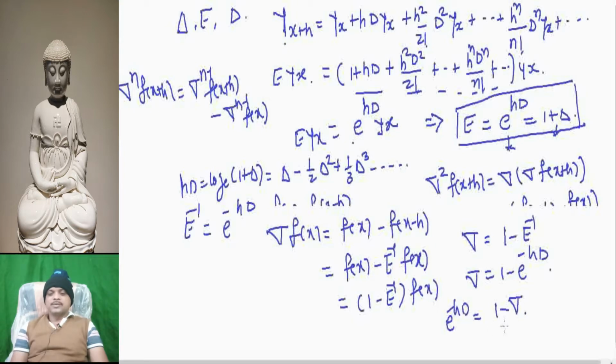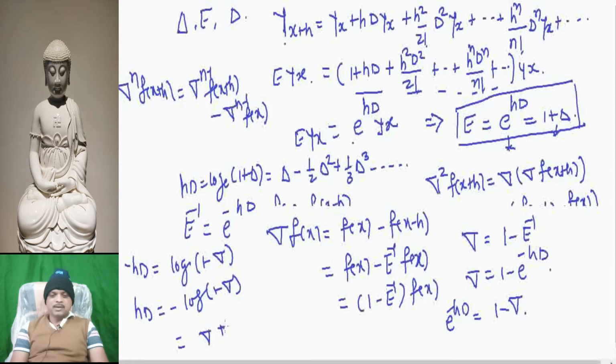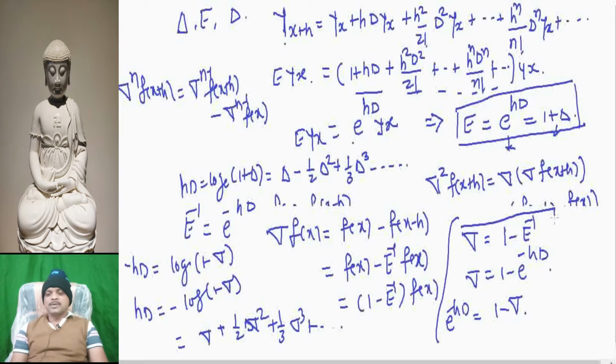And here, if we take the logarithm on both sides, minus hD equals log of 1 minus nabla, or hD equals minus log of 1 minus nabla, and this is equal to nabla plus 1 by 2 nabla square plus 1 by 3 nabla cube, and so on. So, this is the relation between the backward difference operator, the forward difference operator, and the derivative. Thank you friend, thank you for watching the video.